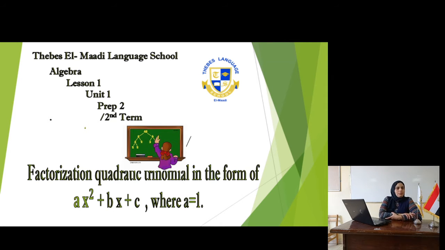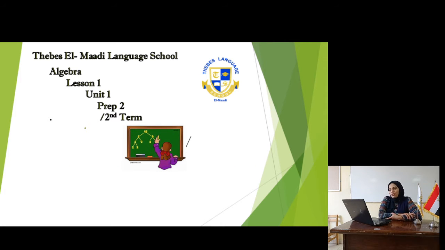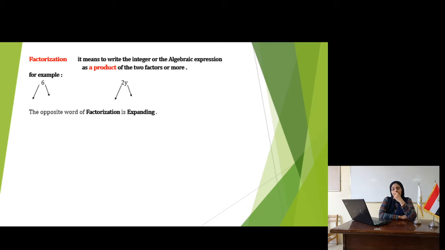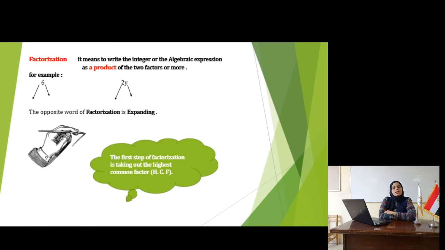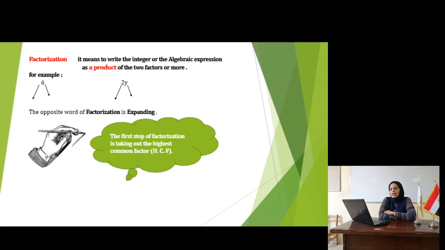Factorization. The meaning of factorization is to write the integer or the algebraic expression as a product of two factors or more. For example, if we have the number 6, we can factorize 6 into two factors, which is 2 and 3. And the expression 2y is factorized into two factors, 2 and y. Now, we will study how to factorize any expression.